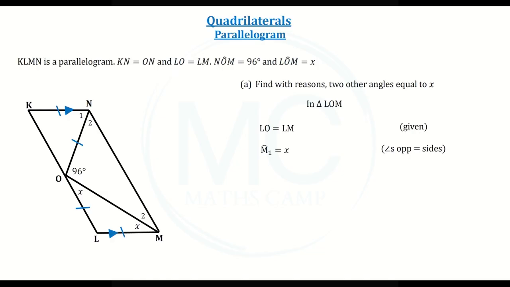So let's put two blue arrows on KL and two blue arrows on NM to show that these sides are parallel as well. Now we consider transversal lines. NO cuts KN, but it doesn't touch the parallel line LM. OM cuts LM, but it doesn't touch KN. So we cannot consider these as transversal lines for KN and LM.